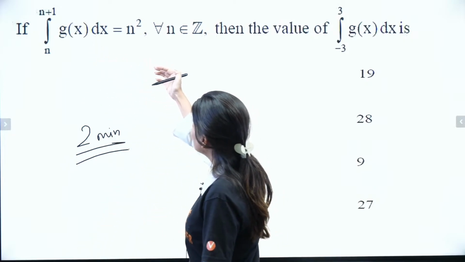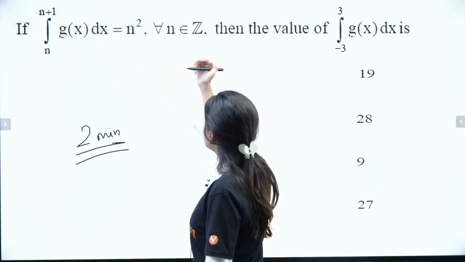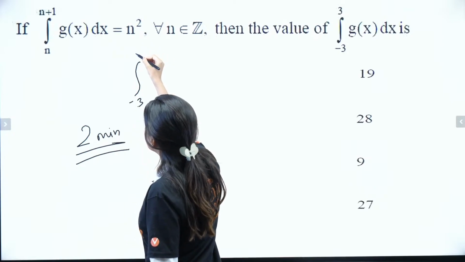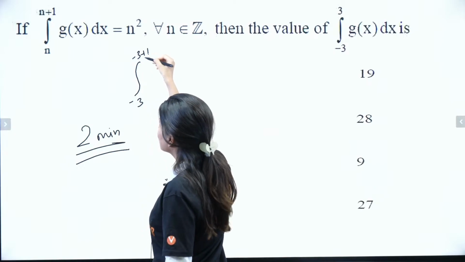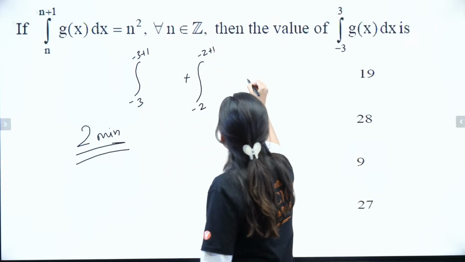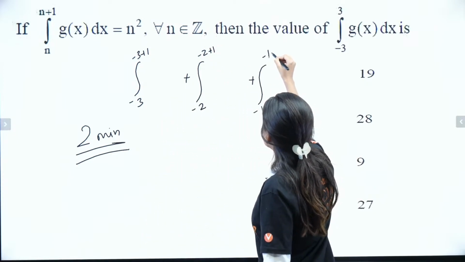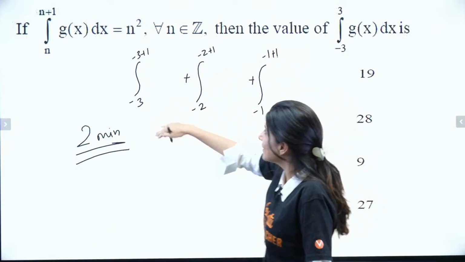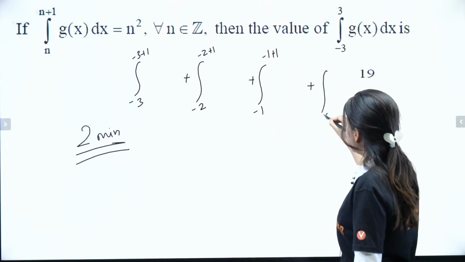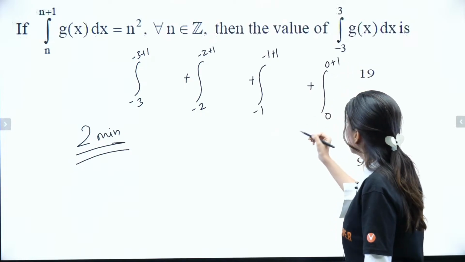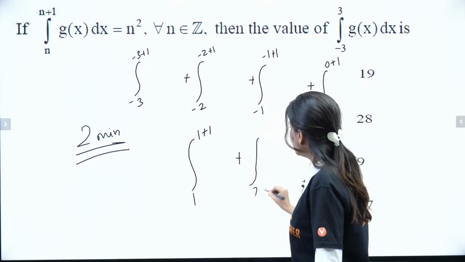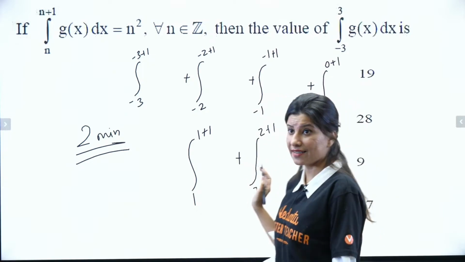N to n plus 1, if you see integral from n to n plus 1 of g(x), that is n square. So minus 3 to 3, what you can do is minus 3 to minus 3 plus 1, that is minus 2, plus minus 2 to minus 2 plus 1, that is minus 1, plus minus 1 to minus 1 plus 1. Are you getting my point? This is minus 3 to minus 2, minus 2 to minus 1, minus 1 to 0, then 0 to 0 plus 1, then 1 to 2, then 2 to 2 plus 1. That's it.